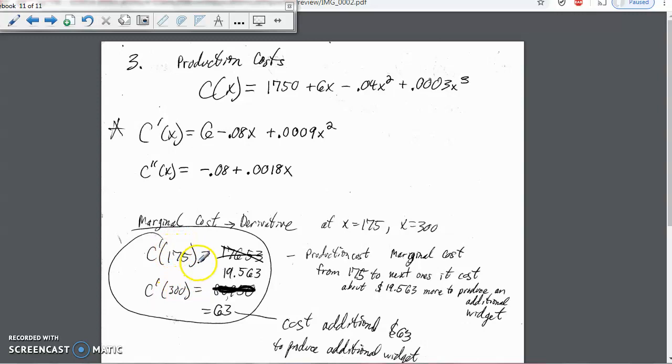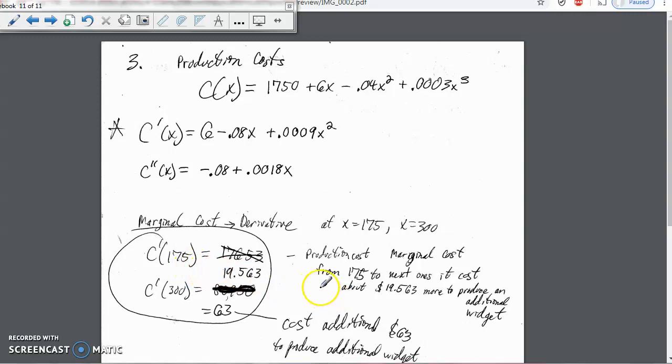So I plug in 175, it's 19.56. What does that number mean? That means the cost to produce one item, one widget, around 175 is approximately 19.56. And I say approximately because right at 175, that's the marginal cost, but as you go up, the costs are changing. The marginal costs are changing every time you go up a fraction.